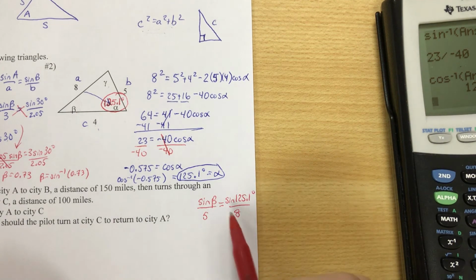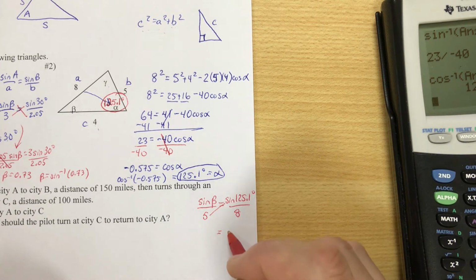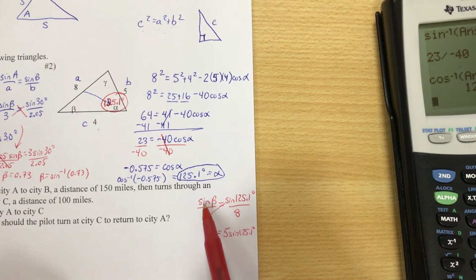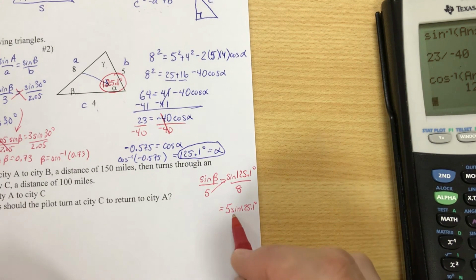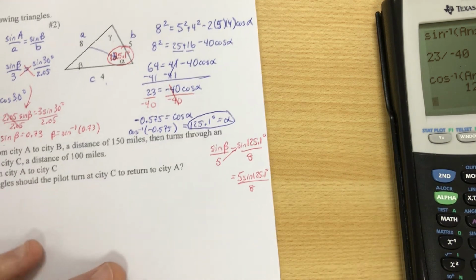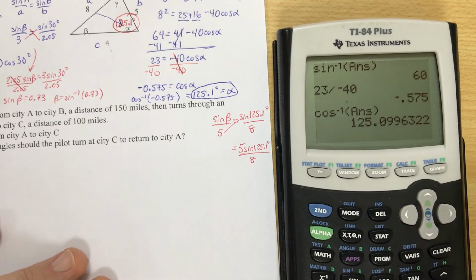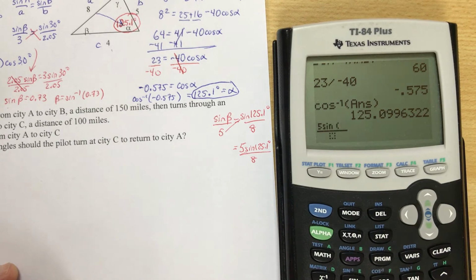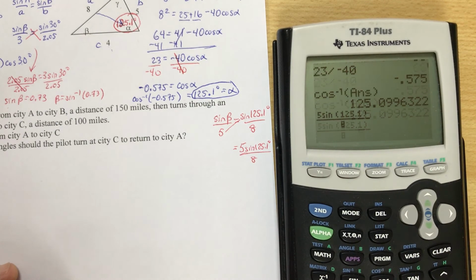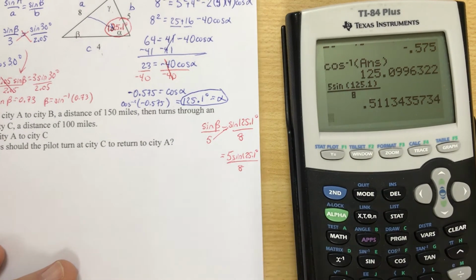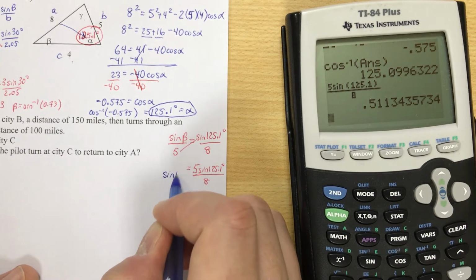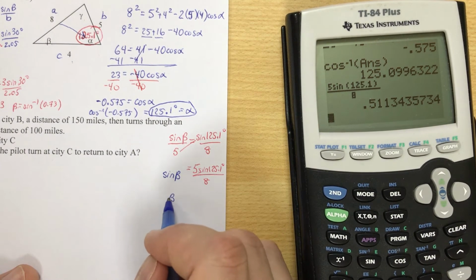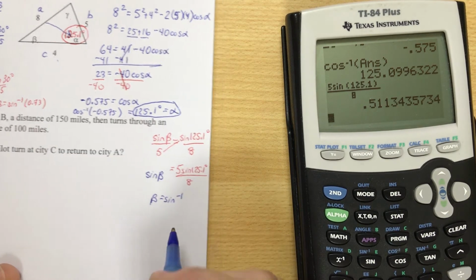Now when I cross multiply, I'm going to do 5 times the sine of 125.1 degrees. I'm going to do 8 times this, but then I'm going to divide by 8. So let me go ahead and do that and set that up. So that would be the sine of beta. So let's calculate that. 5 times the sine, 125.1, divided by 8. We're going to get a decimal. Now, 0.511, that is the sine of beta. So to get beta, we have to take the inverse sine of that.